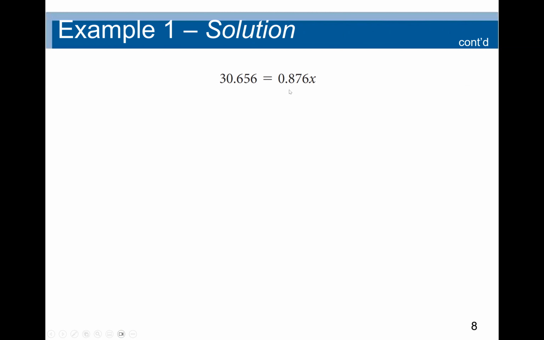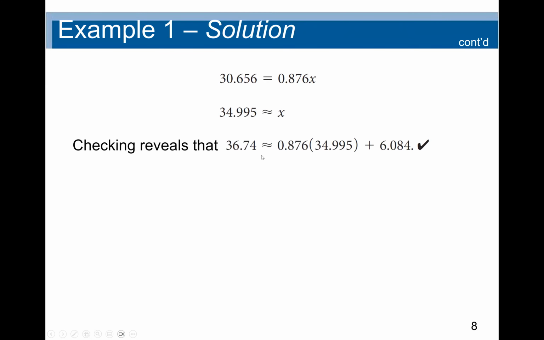So we divide both sides of the equation by 0.876, and that will give us x approximately 34.995. We can also check our result by substituting the value of x into the equation, and the solution is roughly 36.74.